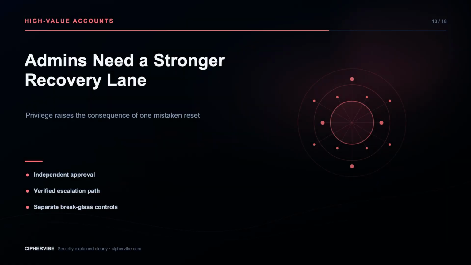Privileged and high-value accounts need stronger recovery. Require independent review, verified escalation channels, and evidence appropriate to the original enrollment. Protect break glass identities separately, limit their use, monitor every event, and test recovery before an emergency. Help desk discretion should not silently lower assurance.